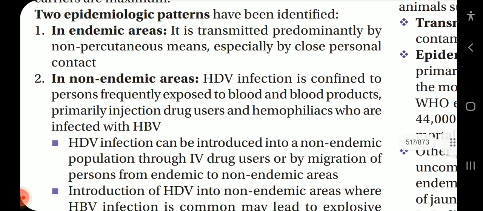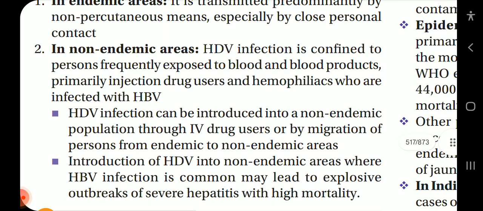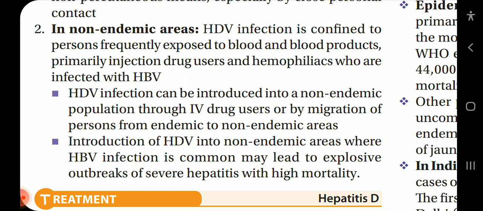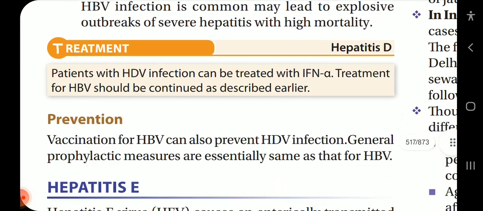Two epidemiologic patterns have been identified. In endemic cases, it is transmitted predominantly by non-percutaneous means, especially by close personal contact. In non-endemic areas, HDV infection is confined to persons frequently exposed to blood and blood products, primarily injected drug users and hemophiliacs who are infected with HBV. HDV infection can be introduced into a non-endemic population through IV drug users or by migration of persons from endemic to non-endemic areas. Introduction of HDV into non-endemic areas where HBV infection is common may lead to explosive outbreaks of severe hepatitis with high mortality.